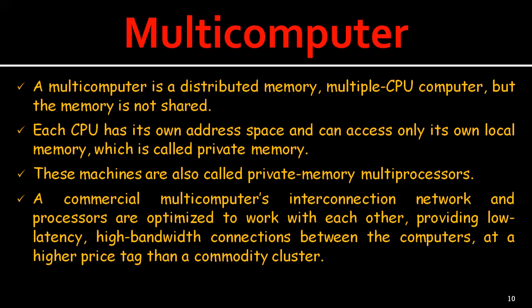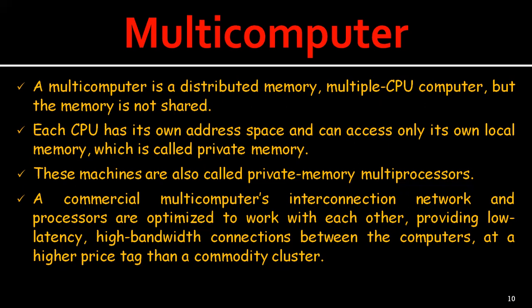So here, a commercial multi-computer has an interconnection network and processors that are optimized to work with each other, providing low latency, high bandwidth connections between the computers, at a higher price tag than commodity clusters. Commodity clusters generally have lower performance, with higher latency and low bandwidth in the inter-process connections.